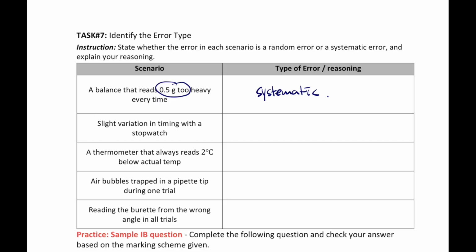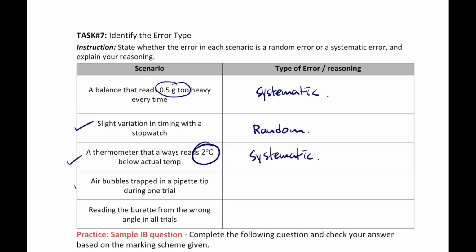Let's look at scenario number 2, a slight variation in timing with the stopwatch. In this case, it's a random error because human reaction time varies unpredictably with each trial. That's the reason why this is a random error. The third scenario, a thermometer that always reads 2 degrees Celsius below actual temperature. This is another systemic error, because the thermometer is consistently inaccurate due to the calibration error.